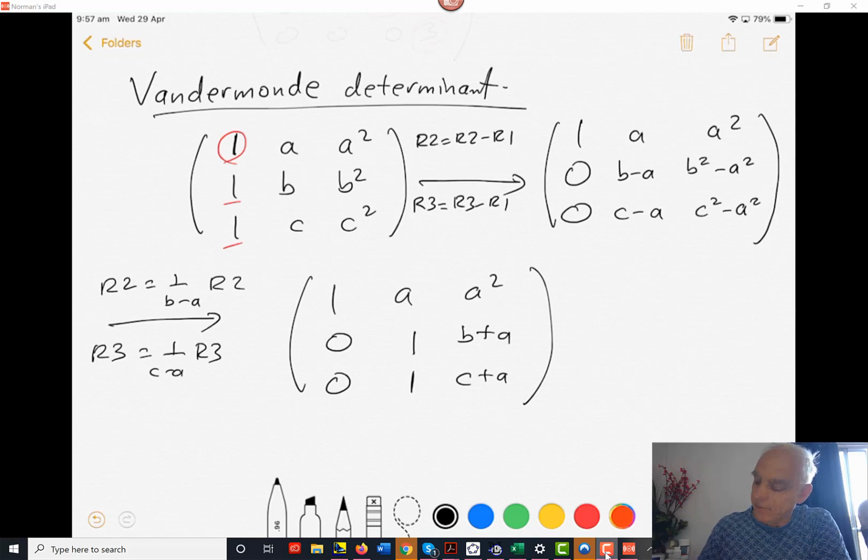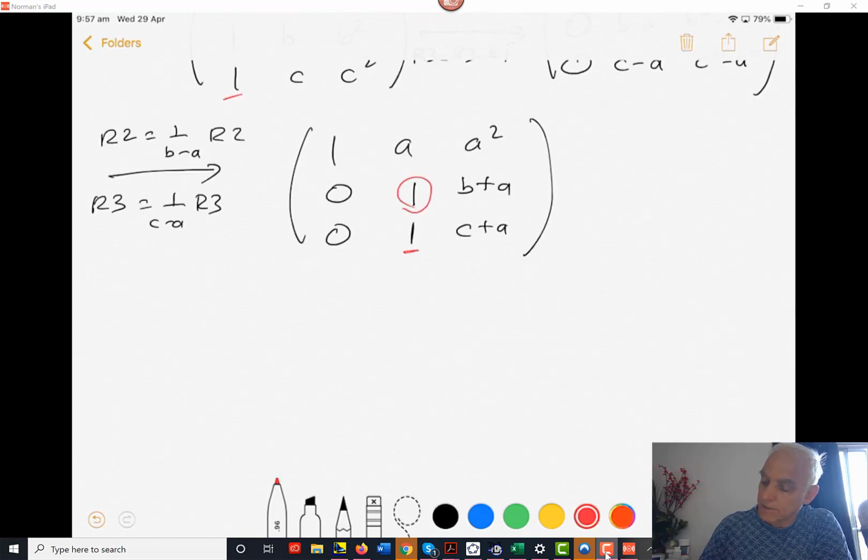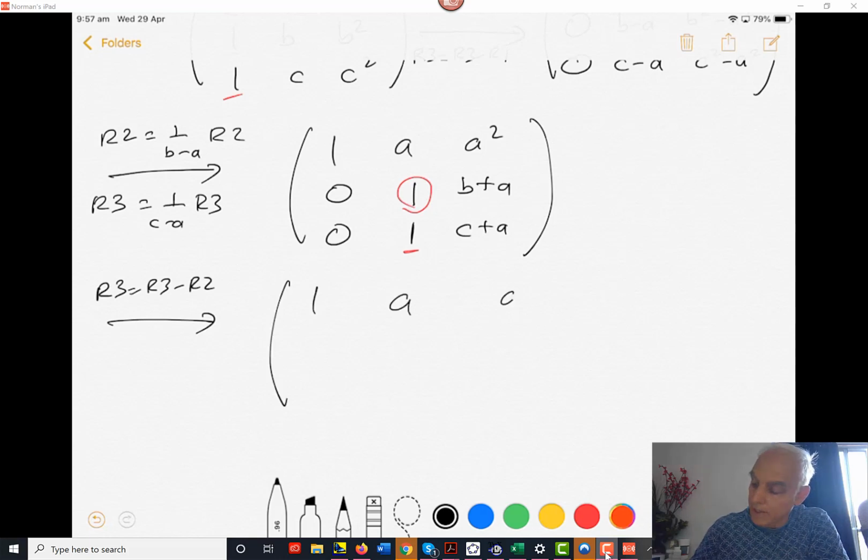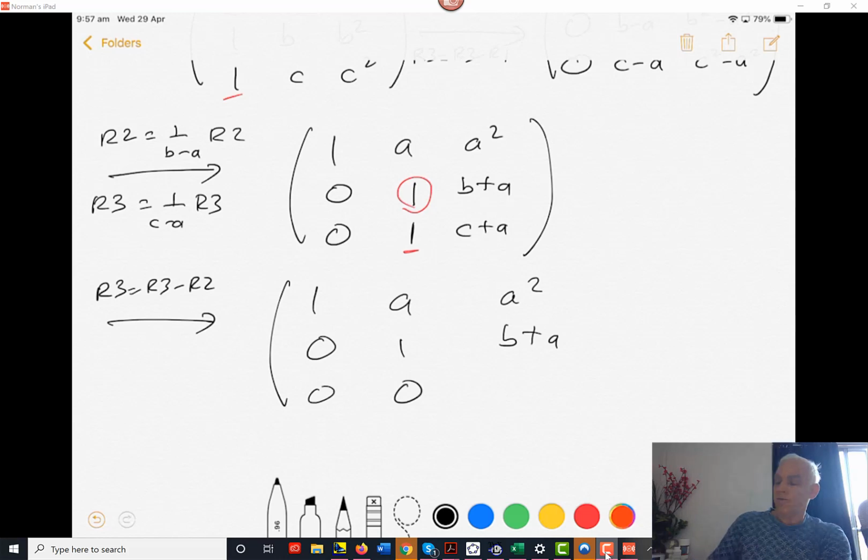Now let's take this entry here and use it to get rid of this entry here. So row 3 will be row 3 minus row 2, for a total of 1, a squared, 0, 1, b plus a, and 0. We get 1 minus 1 is 0, and c plus a minus b plus a is c minus b.